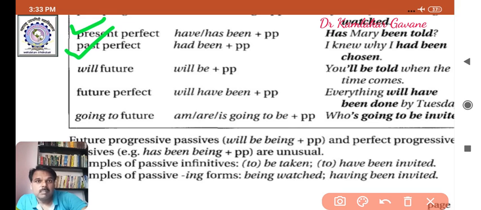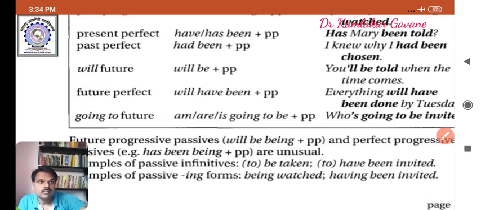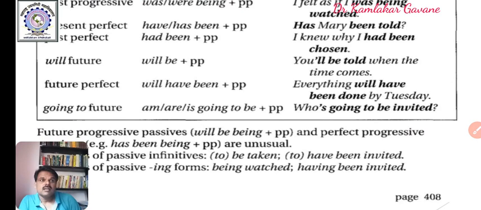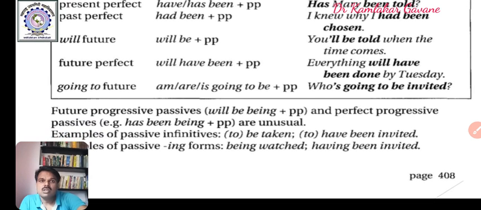This is future perfect: will have been plus past participle. Everything will have been done by Tuesday. They will have done everything by Tuesday. This is the active voice of this future perfect. But future progressive passives and perfect progressive passives are not common.